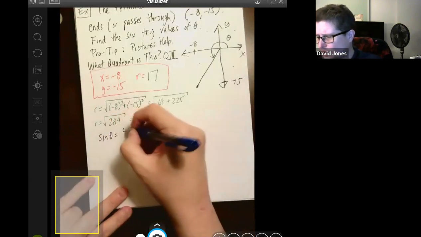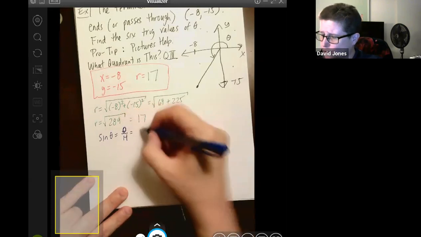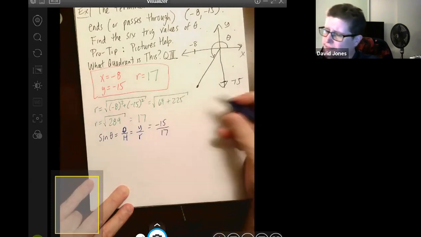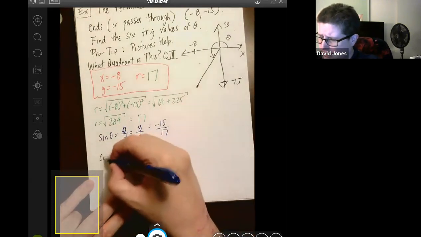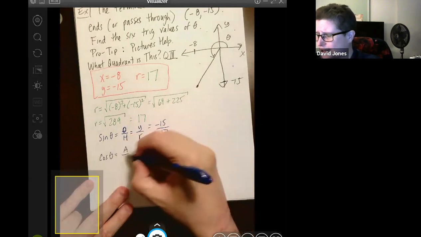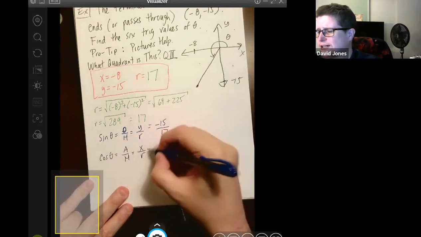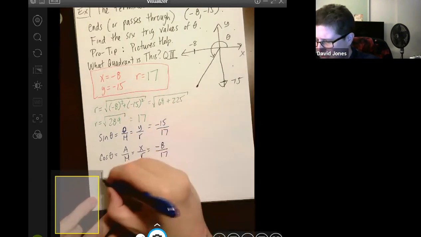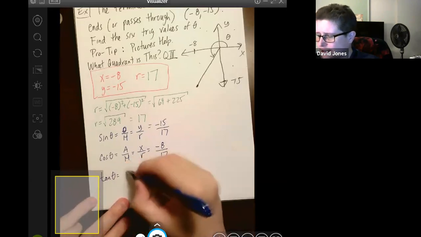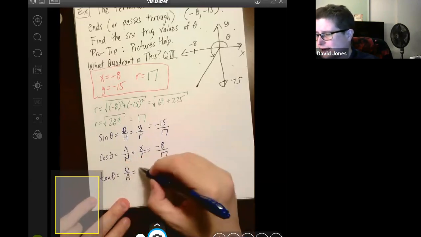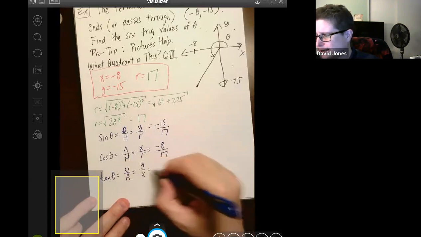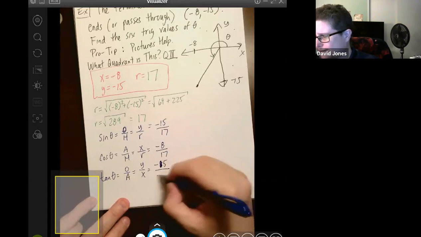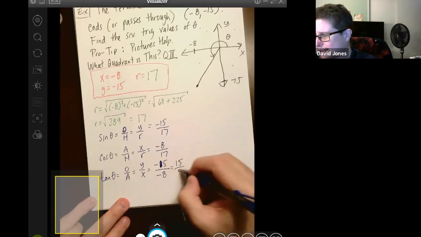Sine theta, again, is O over H, which is Y over R, -15 over 17. Cosine theta is A over H, which is X over R, which is -8 over 17. And tangent theta is O over A, Y over X, which is -15 over -8, which is 15/8. The negatives cancel.